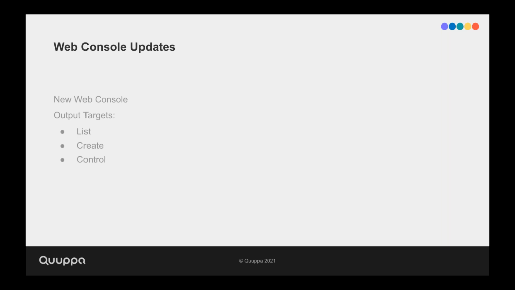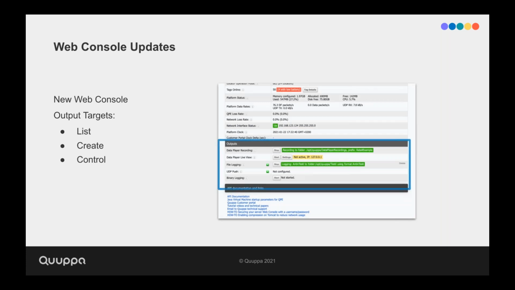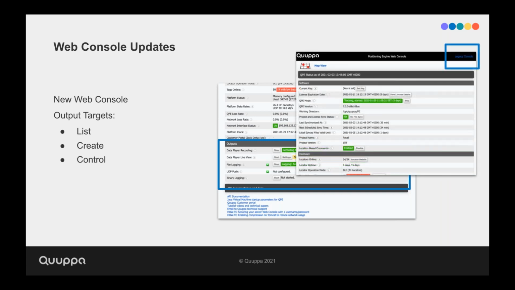Within our QPE web console, we've made some changes that you can check out if you've already upgraded to the latest version of the software release 7. We've predominantly improved the output section where users can now have more control over their output targets, enabling them to list, create, and have more control on the outputs. Additionally, it is a new version of our web console. So if you do require, for any reason, the older version of the web console, you can find it in the top right-hand corner listed in blue text.